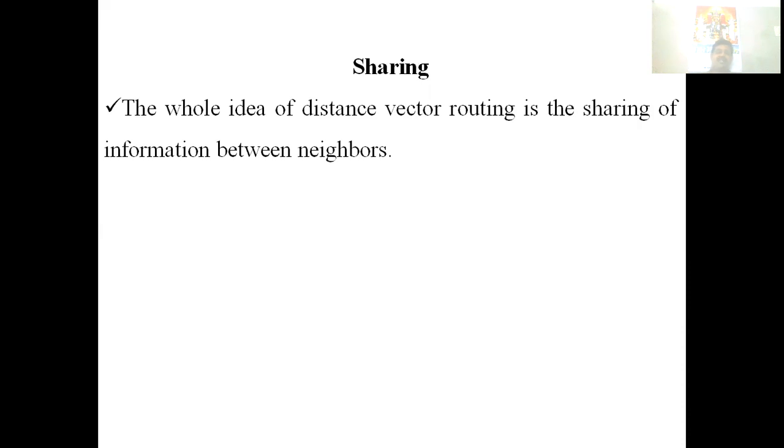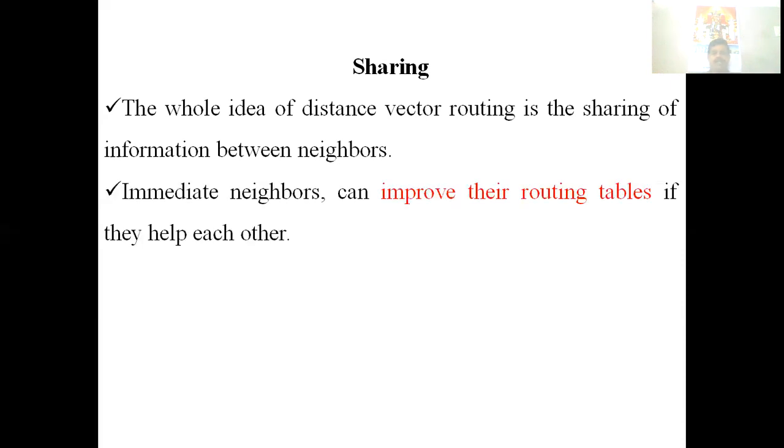The second one is sharing. The whole idea of distance vector routing is the sharing of information between the neighbors. The immediate neighbors can improve their routing table if they help each other. If one node shares its information with its neighbor, then that neighbor will also get some information about some other nodes. So the sharing of information is the next important thing.